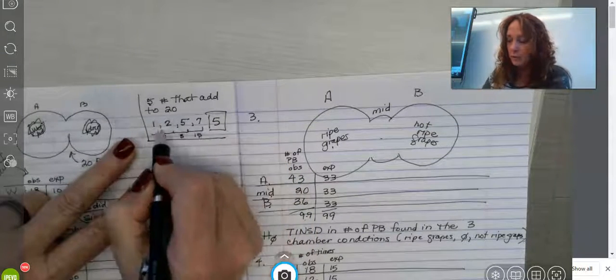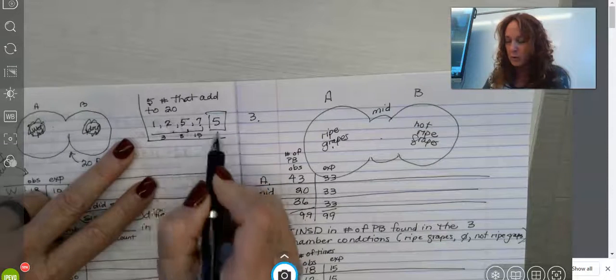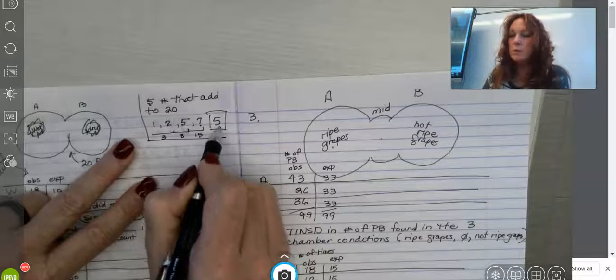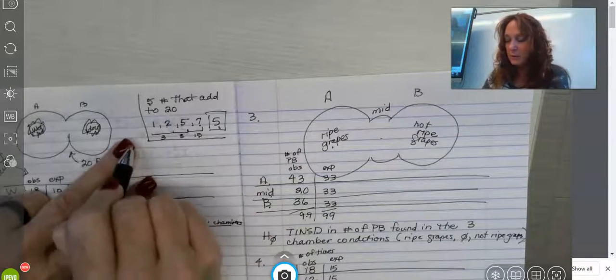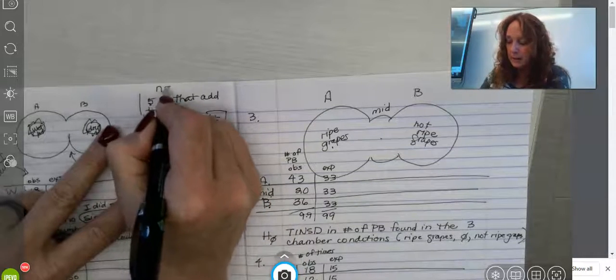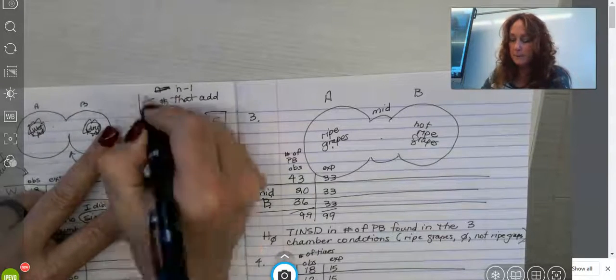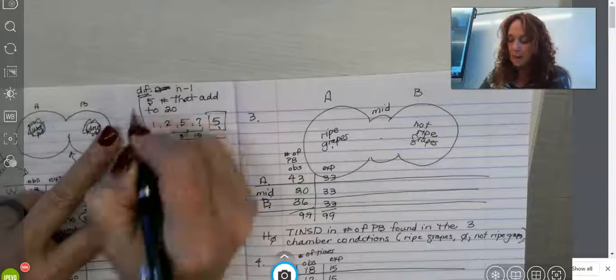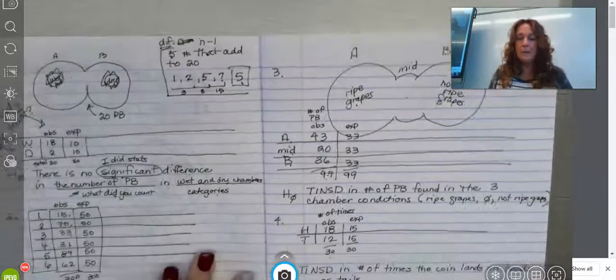So your degrees of freedom were 1, 2, 3, 4, because you could pick the first 4 numbers, but the 5th one was known as soon as you picked all 4. That's the reason why it's called degrees of freedom, and it's n minus 1 for degrees of freedom, because that last option is set. There's no choice there.